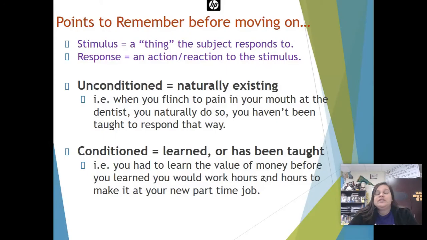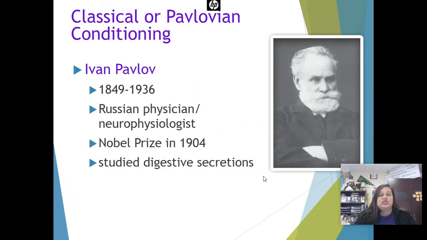And again, when we are saying a stimulus, it's anything that we respond to; the response is our reaction to that stimulus. When we say unconditioned, we mean it was naturally existing. It was unlearned. You didn't have to do anything with that. When you flinch to pain in your mouth at the dentist, no one taught you to feel that pain. You just automatically respond with that flinch. Conditioned means you've learned it. You've been taught it, even if you didn't learn it on purpose. You learned the value of money by working hard, by working lots of hours. You didn't just know that, you learned it. Maybe you learned it from somewhere else, but you learned it.